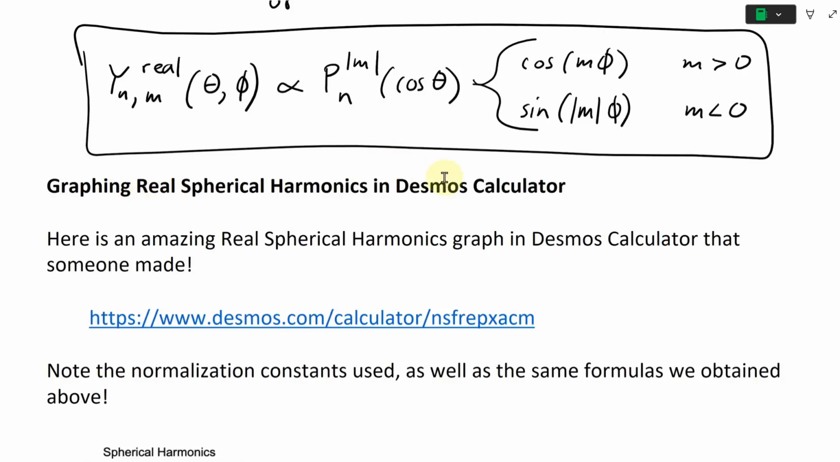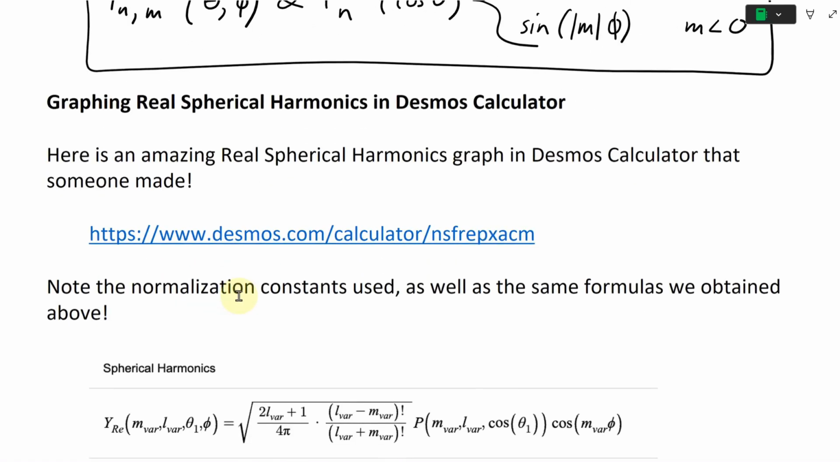Graphing these real spherical harmonics in Desmos calculator. So here is an amazing real spherical harmonics graph in Desmos calculator that someone made. This is absolutely astonishing. Whoever made this, congrats and thank you.